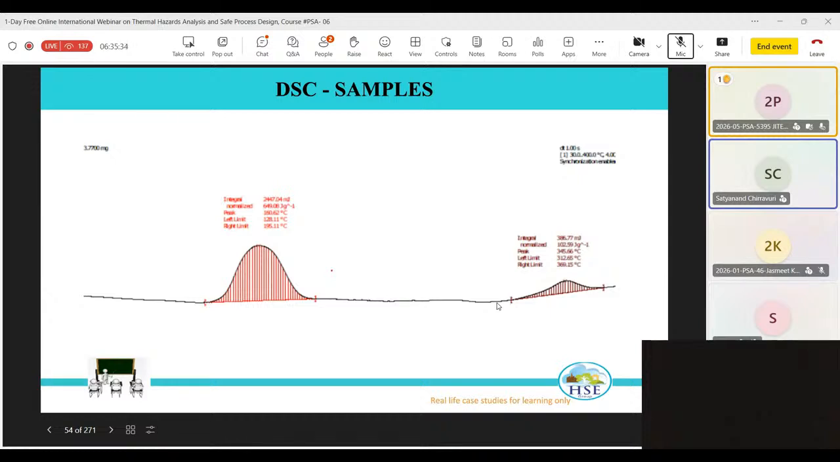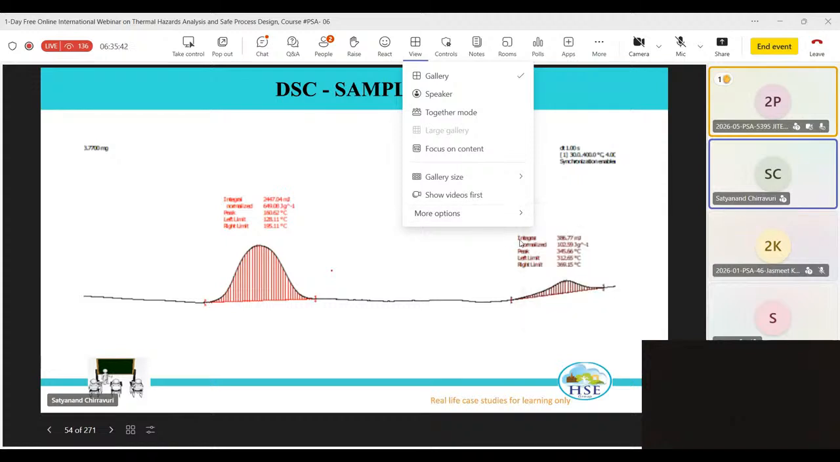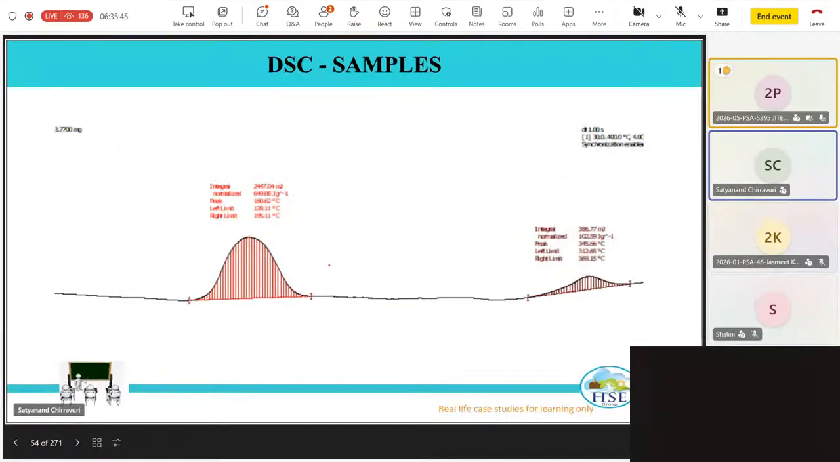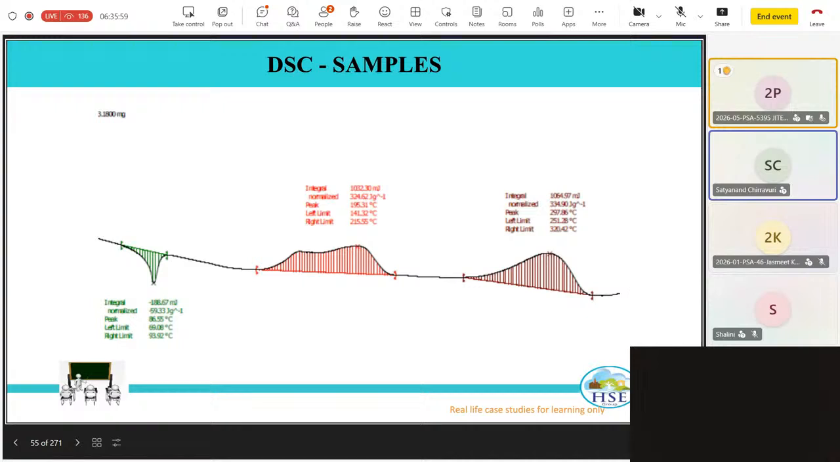TMR is nothing but time to maximum rate, or the time you have before you go to a situation where your process is running away. So when you say TMR of 8, that means you have 8 hours of time before your process runs away from you. Suppose TMR 8 is say 120 degrees. That means once you reach 120 degrees centigrade, you have only 8 hours for your process to run away when you have no utility or no cooling happening from around.